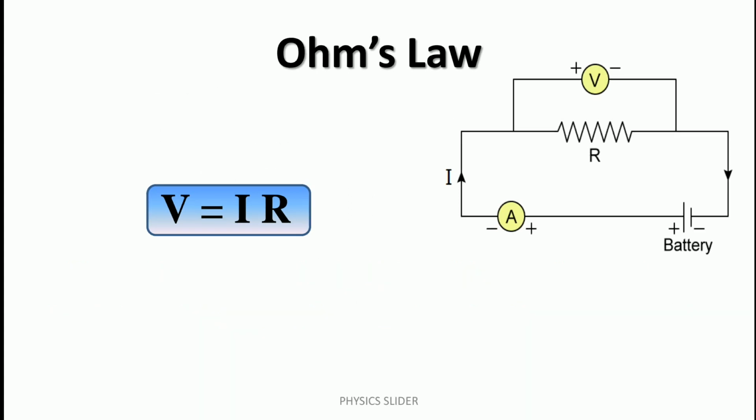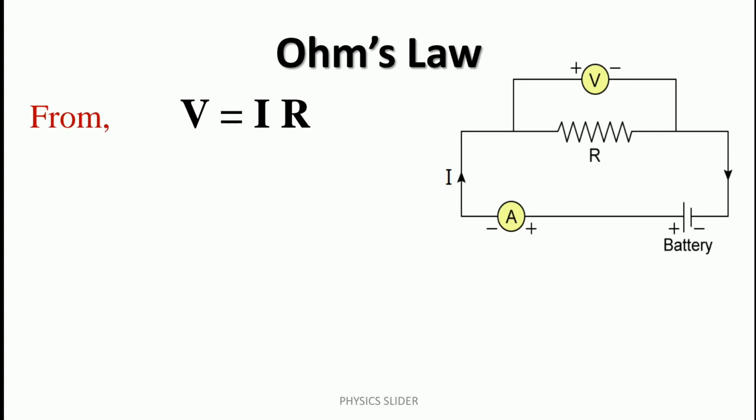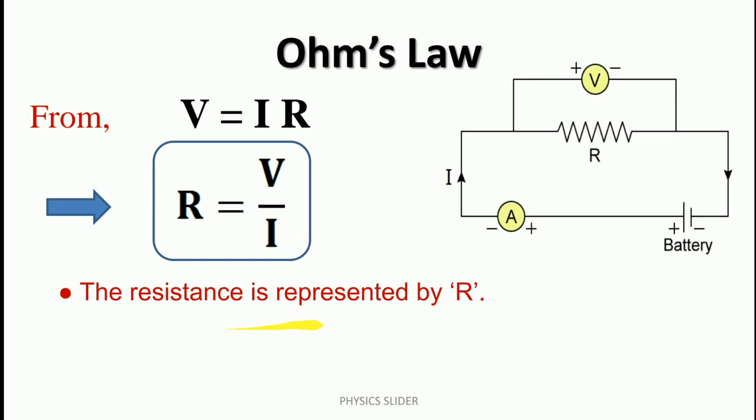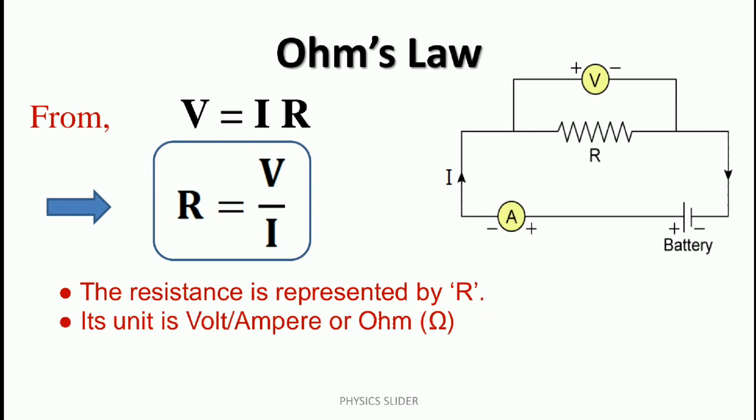Now we will get the unit of this resistance. From V is equal to IR we can get R is equal to V upon I. So with the help of this we can decide the unit of the resistance. The unit of potential is volt and the unit of current is ampere. So the unit for resistance will be volt upon ampere or volt per ampere. The resistance is represented by R. Its unit is volt per ampere or ohm. Ohm is symbolized as this.